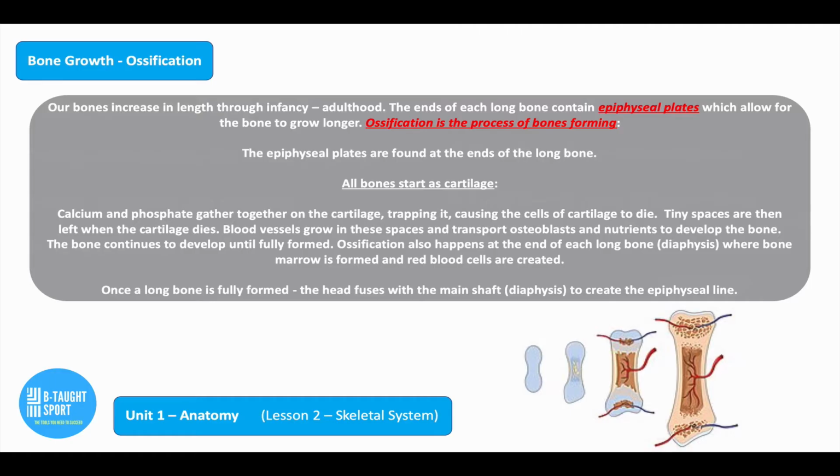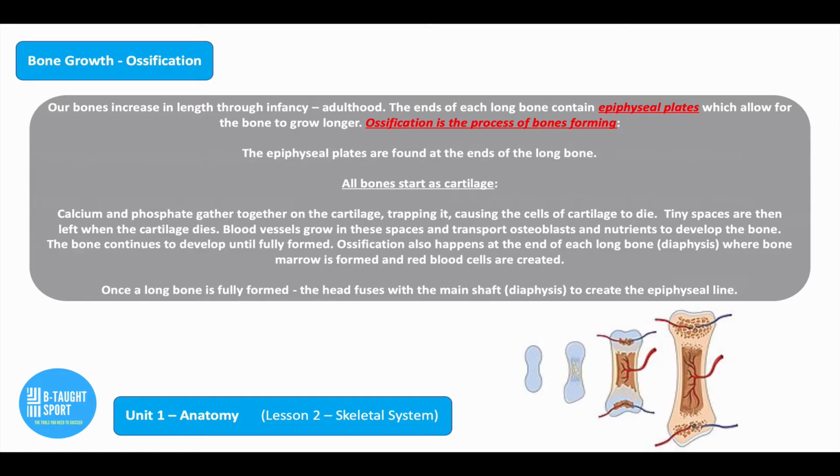So firstly, ossification, what is the process? So firstly, obviously all bones start as cartilage. Then what happens is calcium and phosphate gather together on the cartilage, and they trap it and cause the cells of the cartilage to die. Now as soon as that happens, tiny spaces are left when the cartilage dies, and those then fill with blood vessels, which grow inside. Now obviously the key thing with blood vessels is they can then deliver key blood cells to that particular bone.